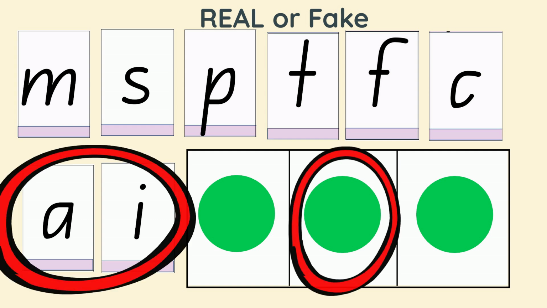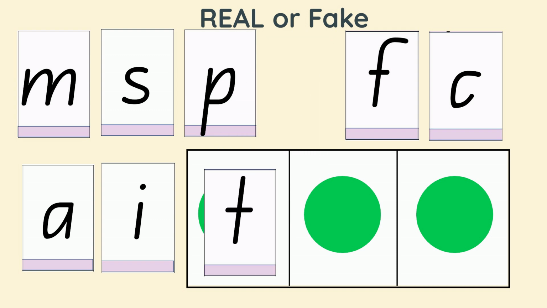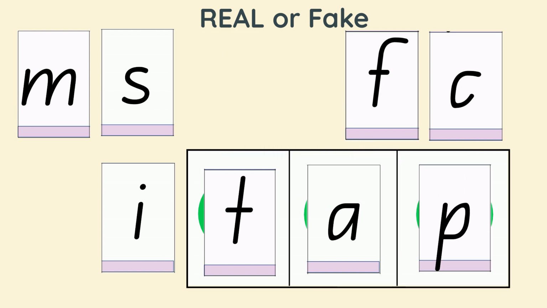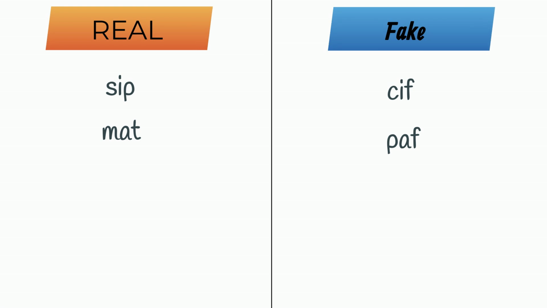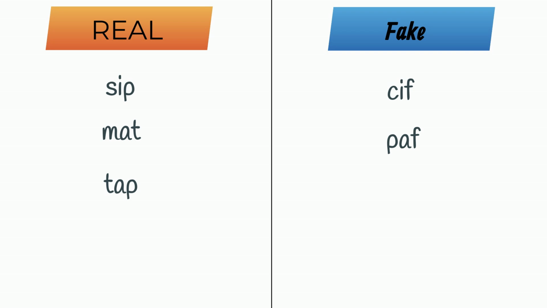This is fun. I keep remembering to put my vowels in the middle. Let's go again. T, and I'll choose an A for my vowel and a P at the end. Let's sound it out together. T, A, P, and blend it. Tap. Tap is another real word. I'll write tap on the real word side. I hope you have enjoyed this game because it is one of your activities today.